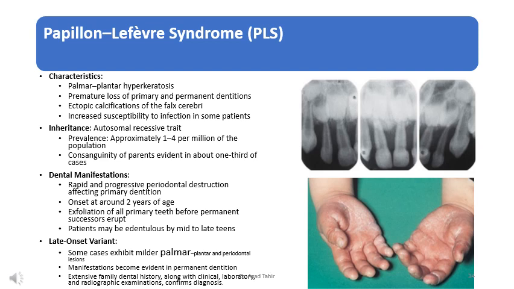Dental manifestations. Rapid and progressive periodontal destruction affecting primary dentition. At around 2 years of age, exfoliation of all primary teeth before permanent successors erupt. Patients may be edentulous by mid to late teens. Late onset variant. Some cases exhibit milder palmar, plantar, and periodontal lesions. Manifestations become evident in dentition. Extensive family dental history, along with clinical, laboratory, and radiographic examinations, confirms diagnosis.